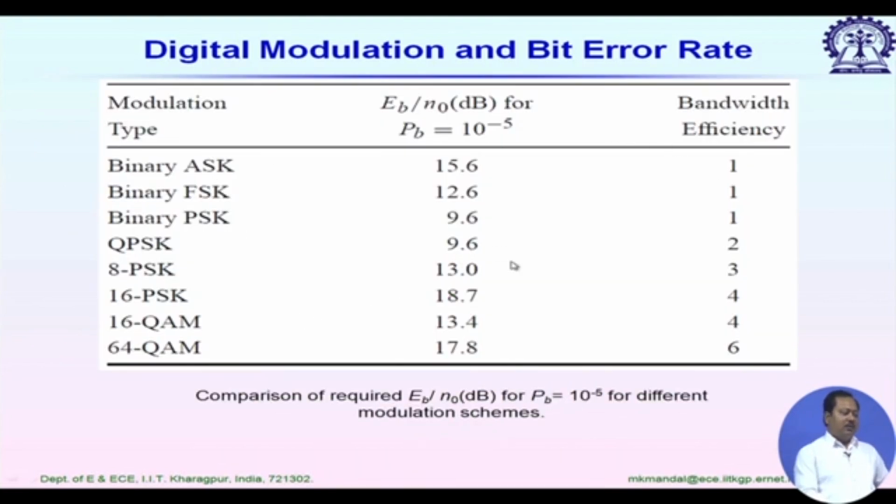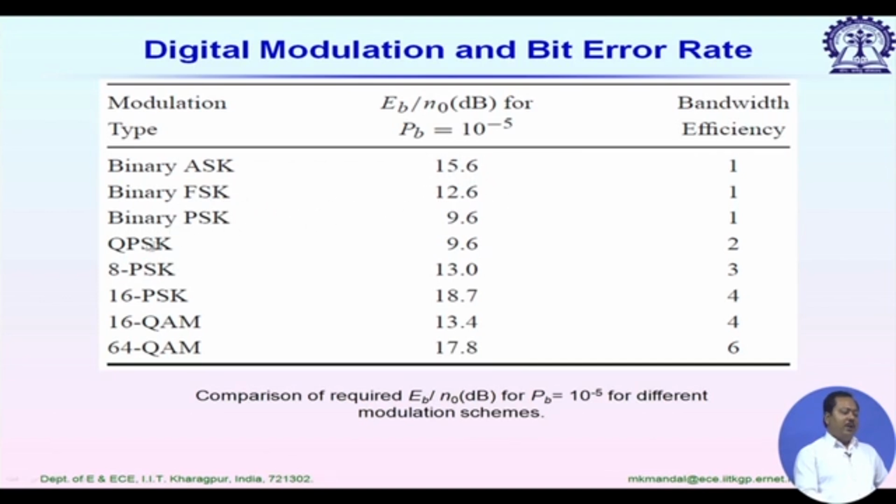Here is a chart for different modulation schemes: the minimum required Eb/N0 value for a given bit error probability of 10 to the power minus 5. So, we want at least a bit error probability of 10 to the power minus 5, then what is the minimum SNR we need to maintain for different types of modulation schemes? For binary ASK, it is 15.6 dB at least, binary FSK 12.6.